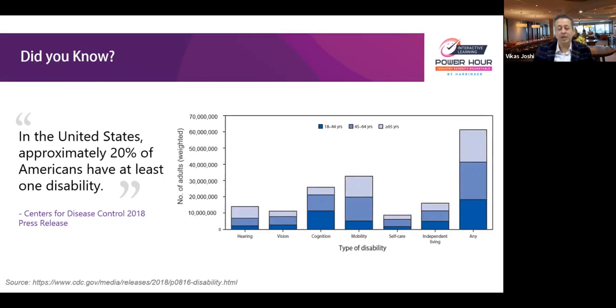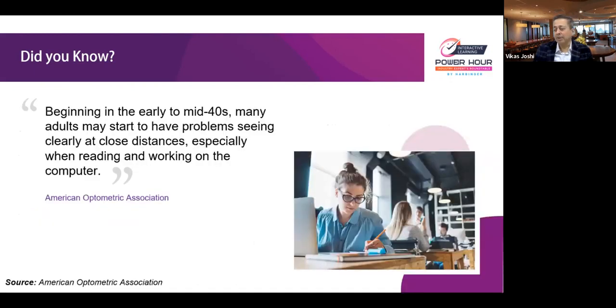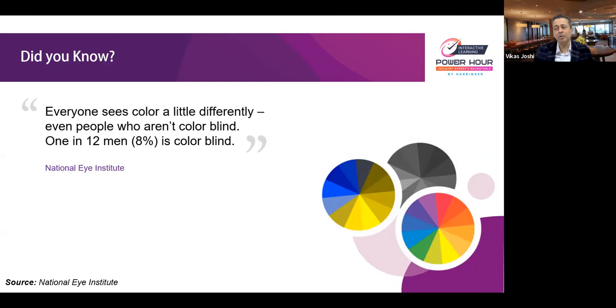Here's one more statistic. The American Optometric Association says that beginning in the early to mid 40s, many adults may start to have problems seeing clearly at close distance, especially when reading or working on the computer. And according to the National Eye Institute, everyone sees a color a little differently, even people who are not colorblind. And specifically for men, 1 in 12 is colorblind. That's a surprising statistic, isn't it?